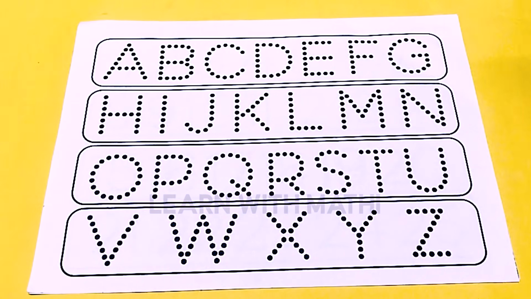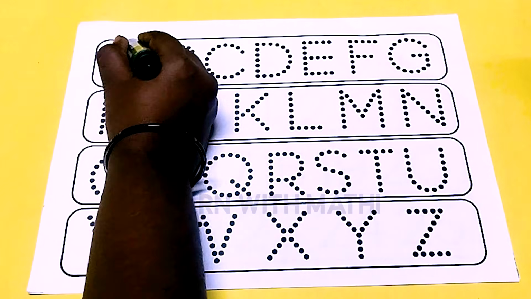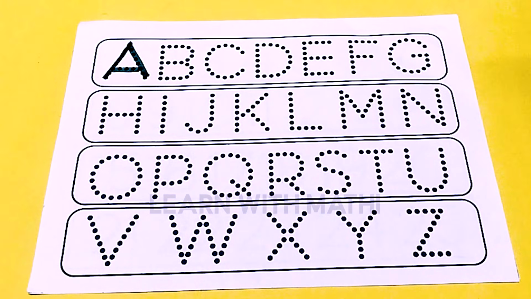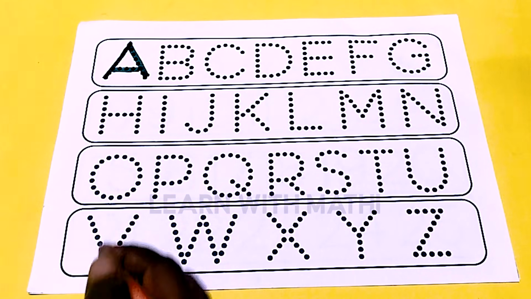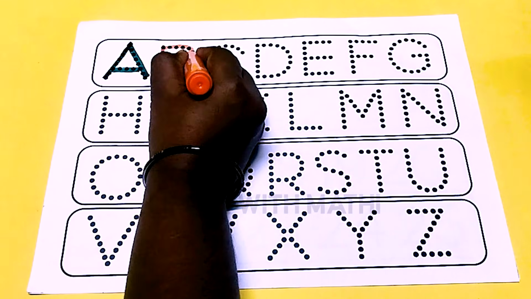Today we'll learn with A to Z. First of all, this is green color. A for ant. This is orange color. B for banana.